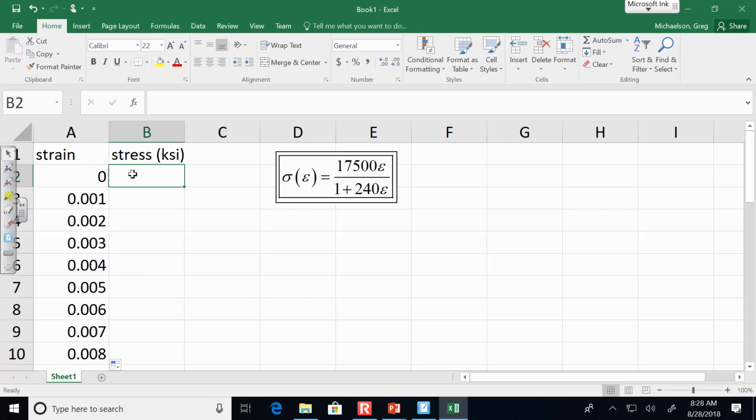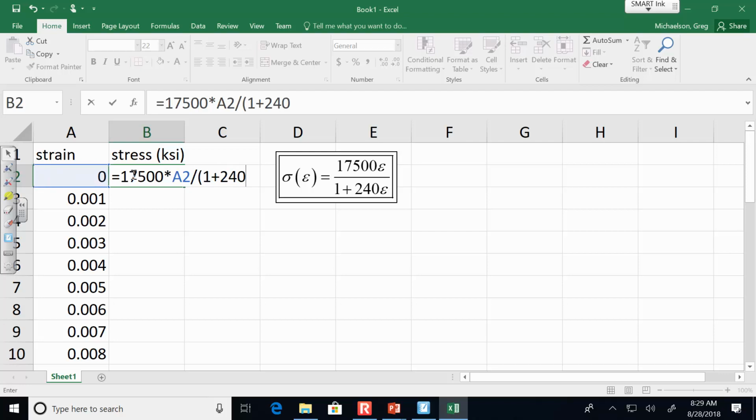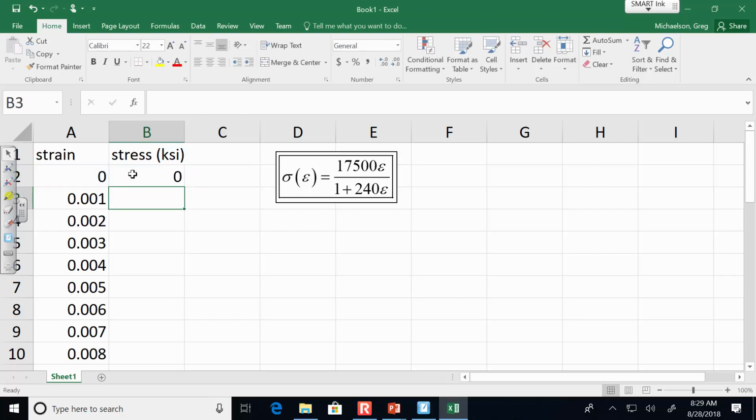Okay. So there's the strain, and then as for the stress, I'm just going to use this equation. Watch what I'm going to do. I'm going to say equals, and I'm going to do the value over here on the left: 17,500 times the strain, divided by, and then I've got to use parentheses, 1 plus 240 times the strain. Okay? And I just do that for the cell on the left.